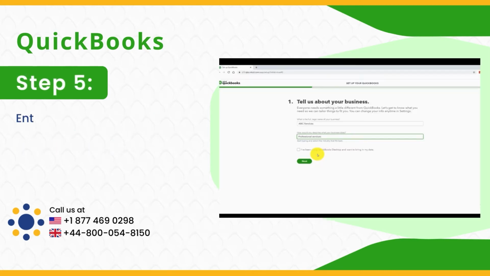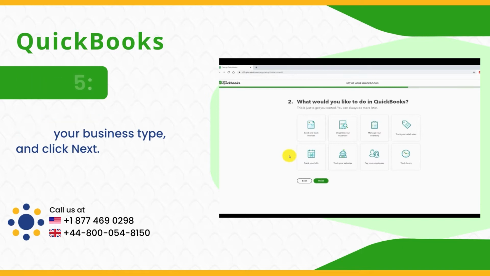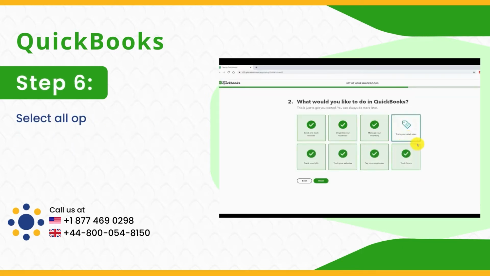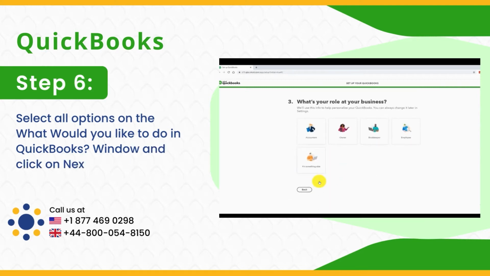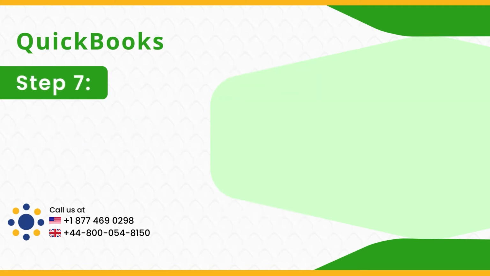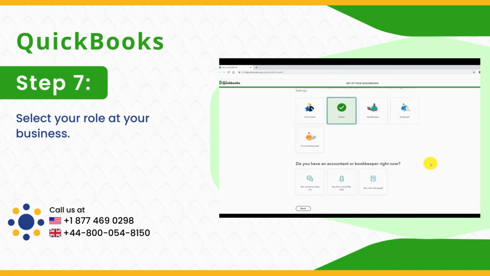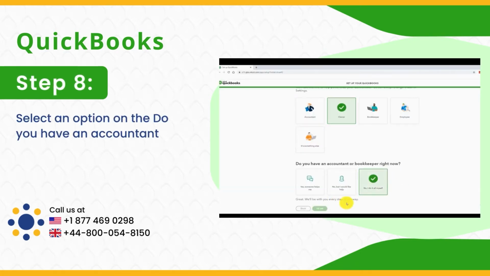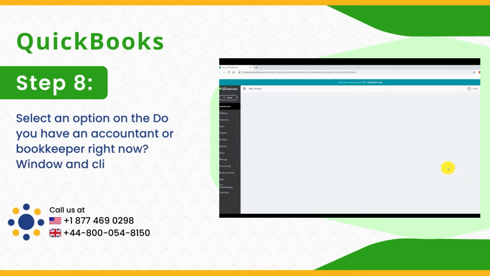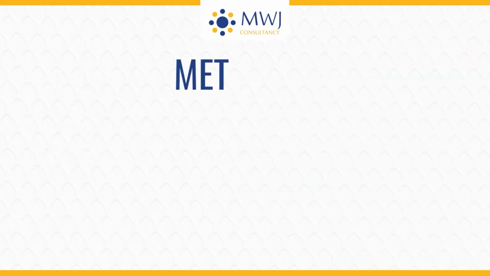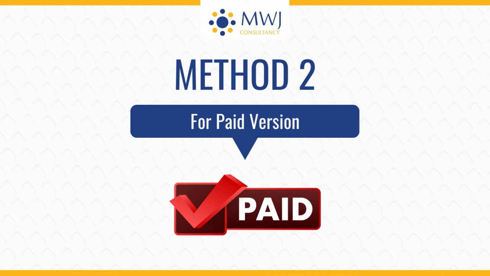Step 5, enter your business name, select your business type and click Next. Step 6, select all options on the What would you like to do in QuickBooks window and click on Next. Step 7, select your role at your business. Step 8, select an option on the Do you have an accountant or bookkeeper right now window and click on All Set. Method 2, for paid version.